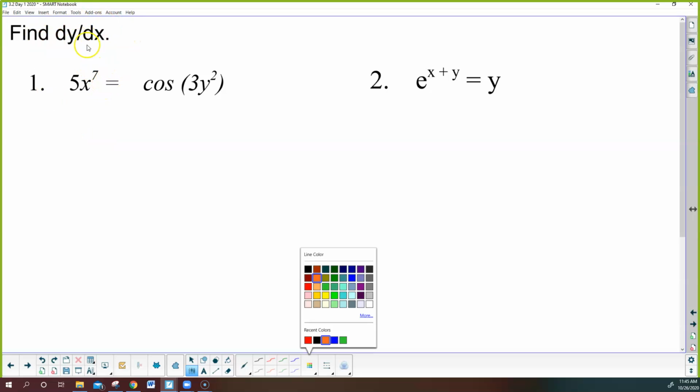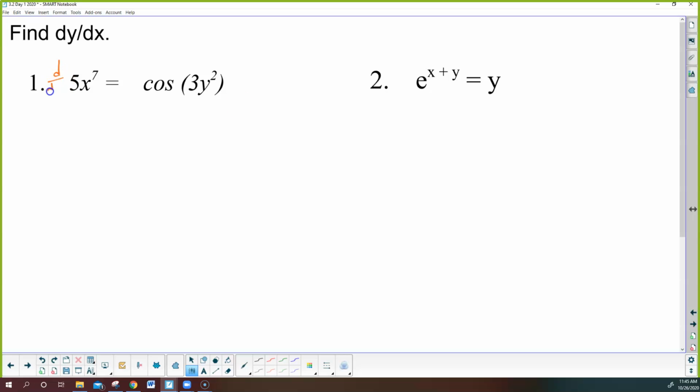And first off, how do I know that I have to do implicit? Well, look at how messy this y is. Right? There's a lot going on with the y. I could try to move it all over to this side and solve for y, but it's going to get ugly. And it's not going to be friendly. So when it's not friendly, that's where the implicit differentiation comes into play. So what am I going to do?